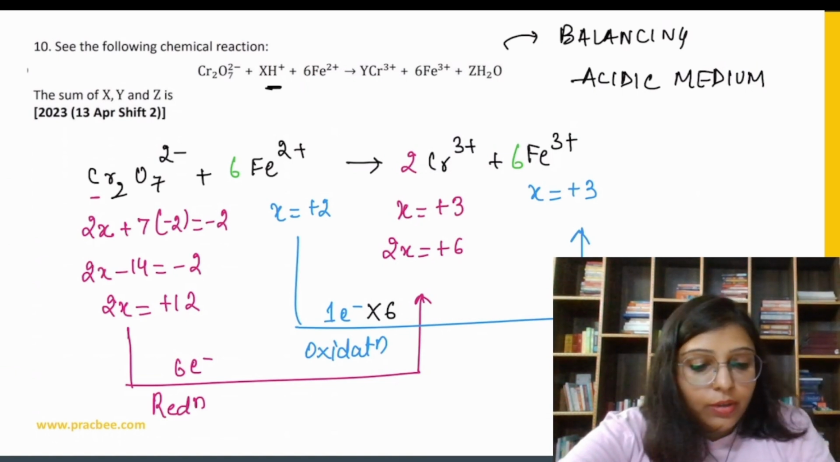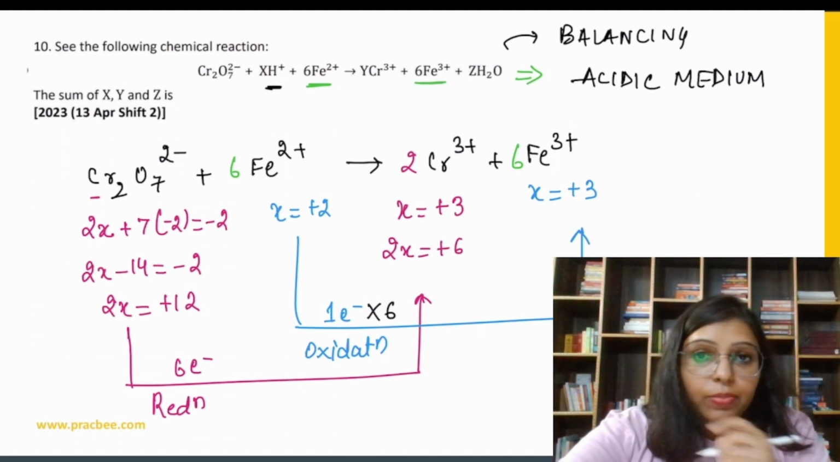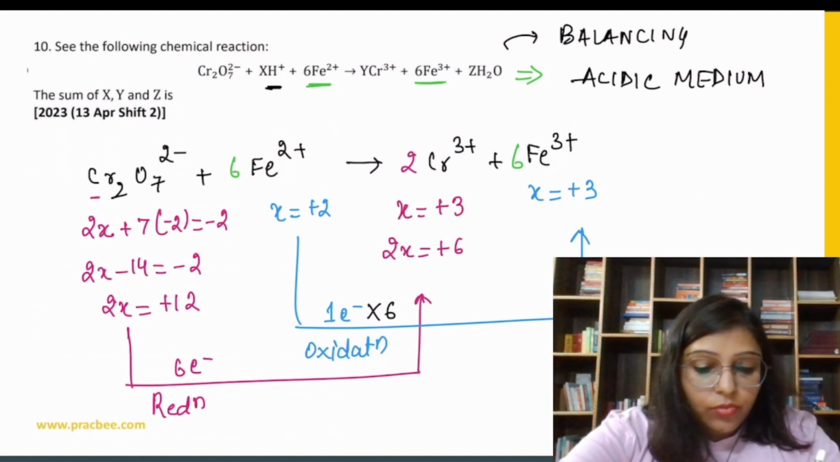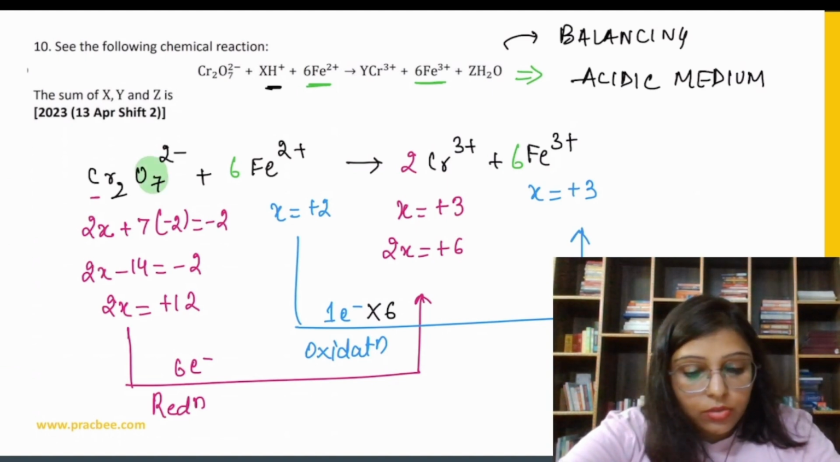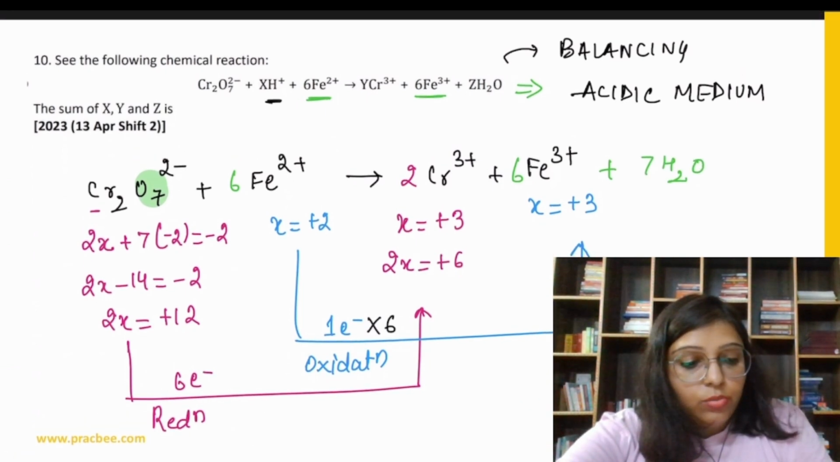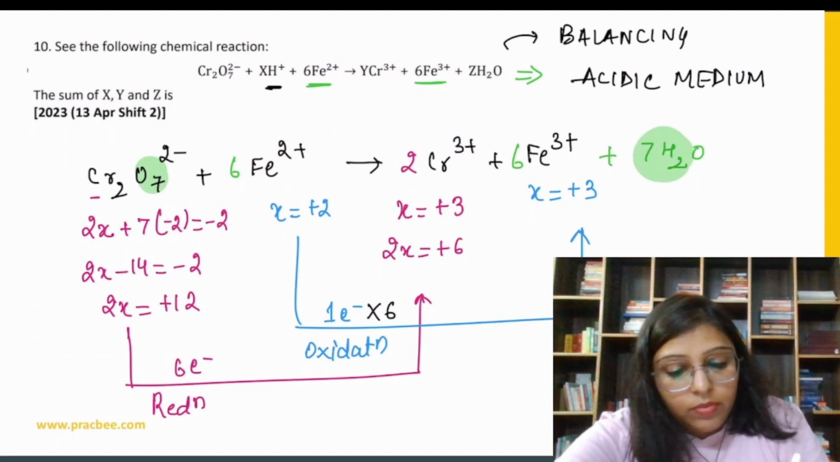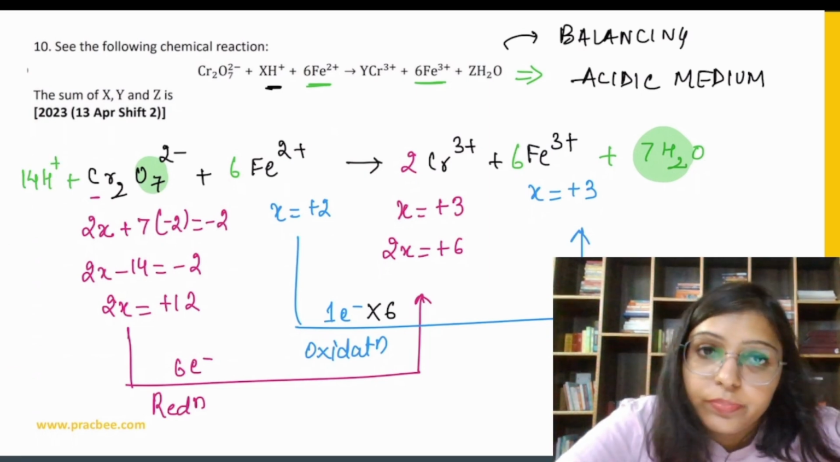Now the last step, see, if we compare this equation with the given equation, we have 6 Fe2 plus and 6 Fe3 plus only. Okay, now the last step, we have to balance the oxygen. So we have 7 oxygen over here, so 7 H2O. Now we have 7 twos are 14 H plus, 7 twos are 14 H plus. So here we write 14 H plus, 14 H plus.